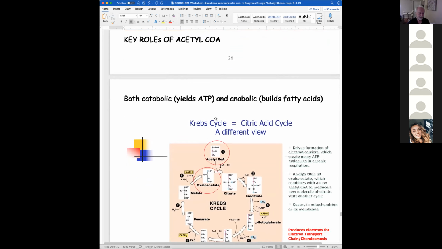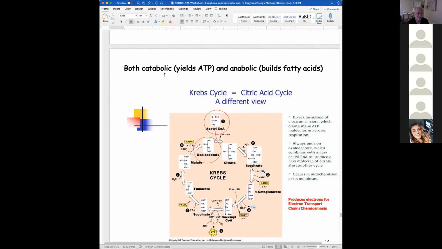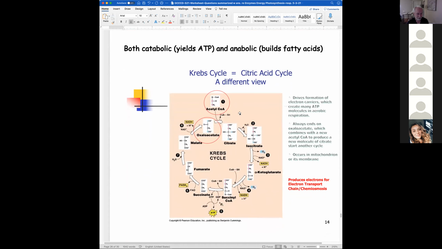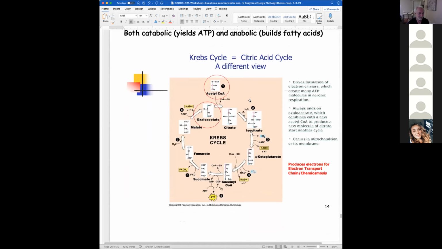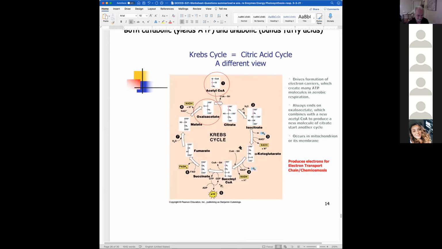A couple of you asked about acetyl-CoA. What does it do? It can be involved in both catabolic and anabolic processes. So in the Krebs cycle, ATP is generated as a result of the Krebs cycle. And acetyl-CoA is the first molecule. It's a 2-carbon molecule that is the first step in the Krebs cycle. Again, you don't have to know all these intermediates, but you do need to remember that the Krebs cycle generates energy for the electrons for the electron transport chain, and it has a substrate level phosphorylation.